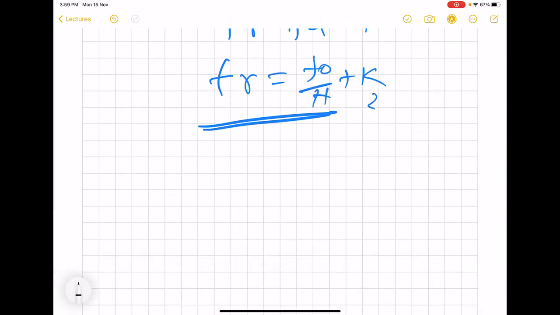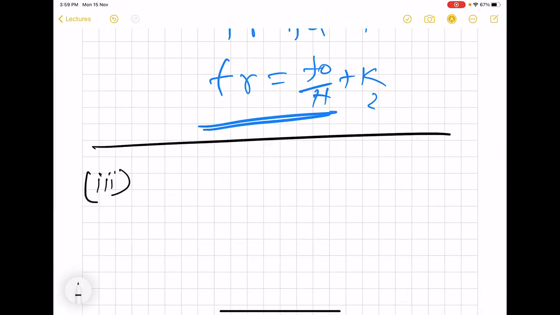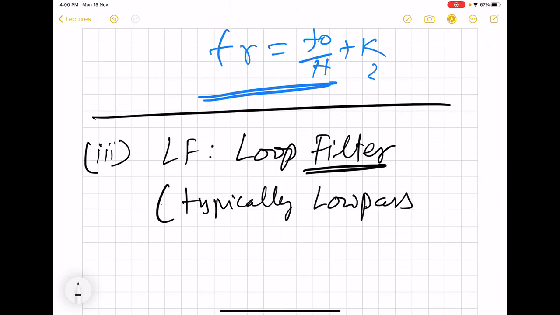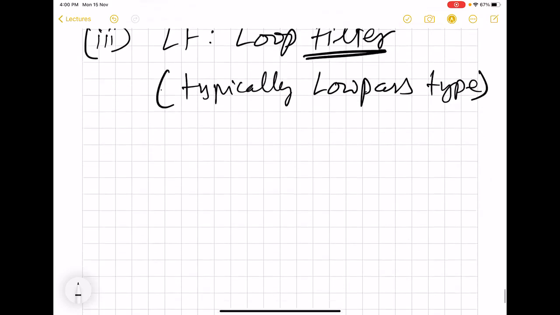Now we are going to talk about the other building blocks. So this is a loop filter. As the name suggests, this is basically a filter, and this will be typically of low pass nature.